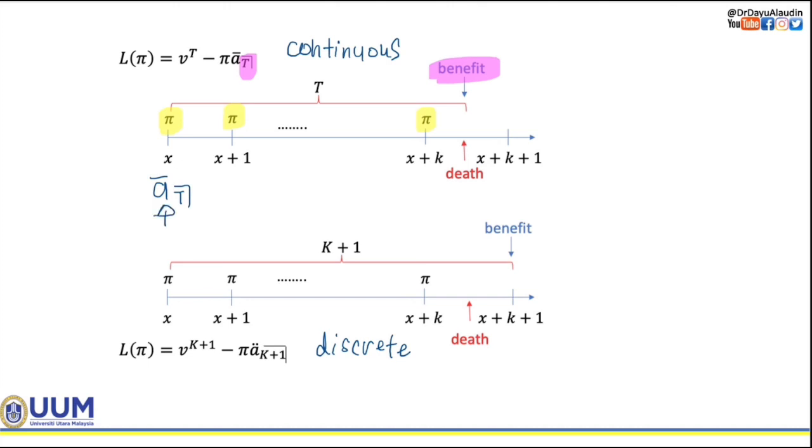However, for the discrete case, the benefit is paid at the end of the year. So when the death happened between X plus K and X plus K plus 1, the benefit will be paid here at the end of the year. That's why the n years become K plus 1. So the accumulated value is K plus 1, starting from T equal to 0. That's why we use annuity due.